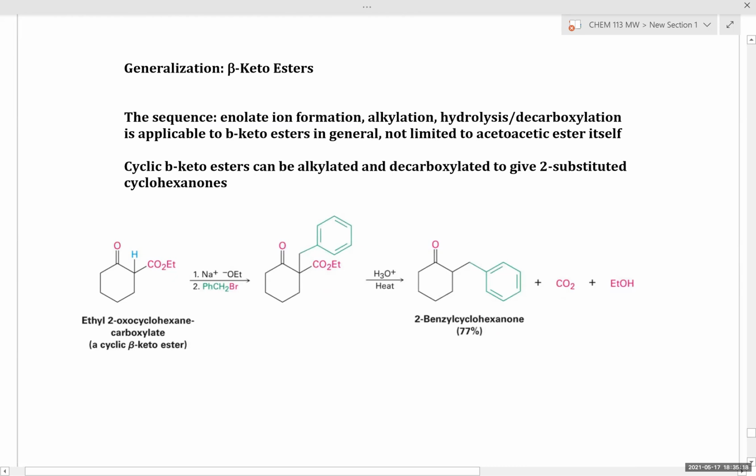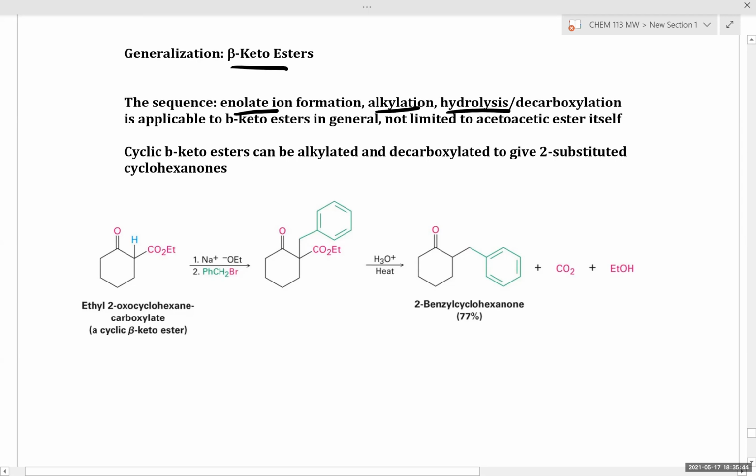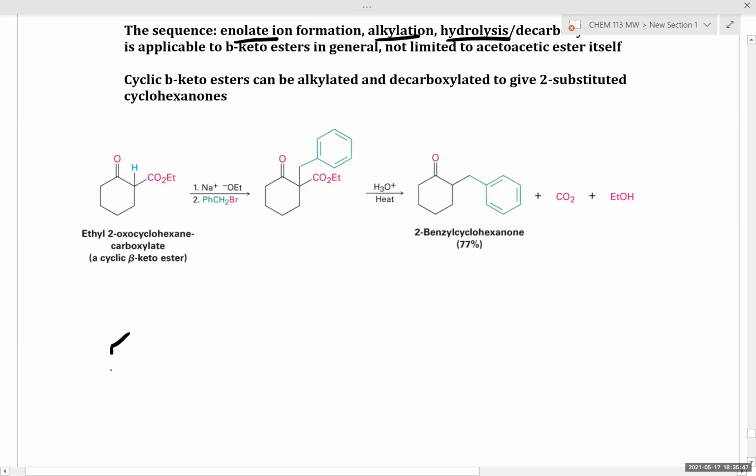So in general, we can take beta ketoesters, generate an enolate, alkylate that enolate, and then decarboxylate. This is a general synthetic scheme for any beta ketoester. This is very useful if you want to prepare substituted cyclic and acyclic ketone derivatives. So let's take a look at the following example. In this case, we're taking ethyl 2-oxocyclohexane carboxylate, which is a cyclic beta ketoester.